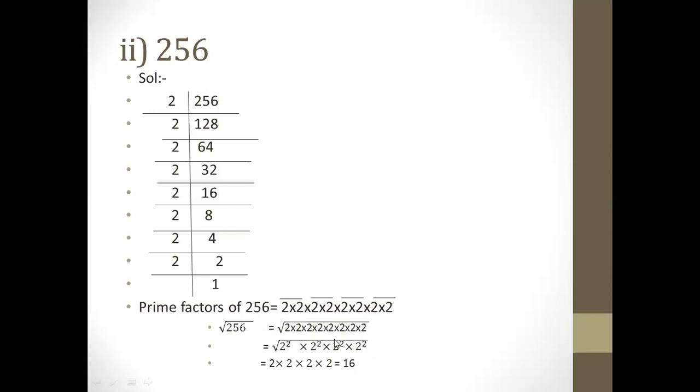So the power cancels with the square root. Each power cancels with the square root. So we get 2 multiply 2 multiply 2 multiply 2. When you multiply, 2 twos are 4, 4 twos are 8, 8 twos are 16. So this is the second part of question number 2.